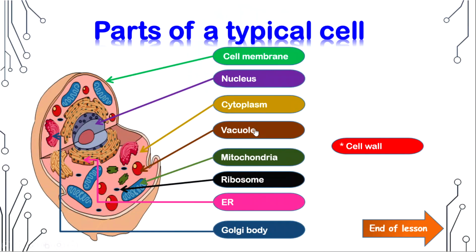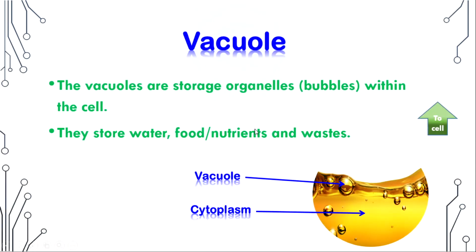Let's jump into another structure here. The vacuole, folks, the vacuole. Now, the vacuole is pretty much what we describe as a storage organelle, okay? Or you may call them bubbles within the cell that store substances. And they store things like water, food, nutrients, and waste. So in these small bubble-like structures, they will be storing a lot of substances such as the water for the cell, the food for the cell, the nutrients for the cell, and definitely waste as well. So they are for storage.